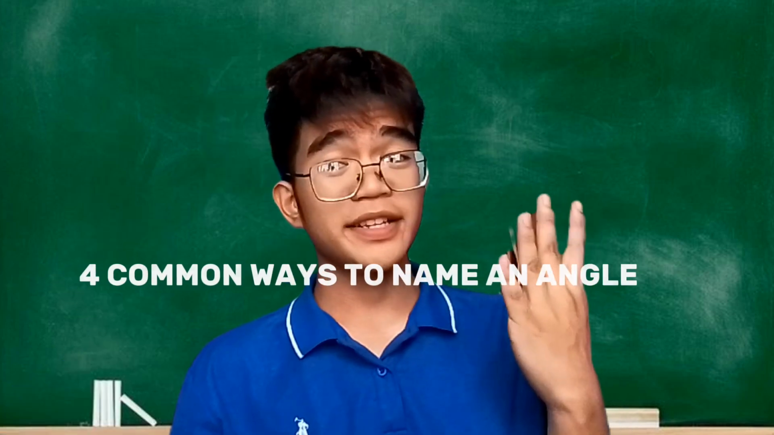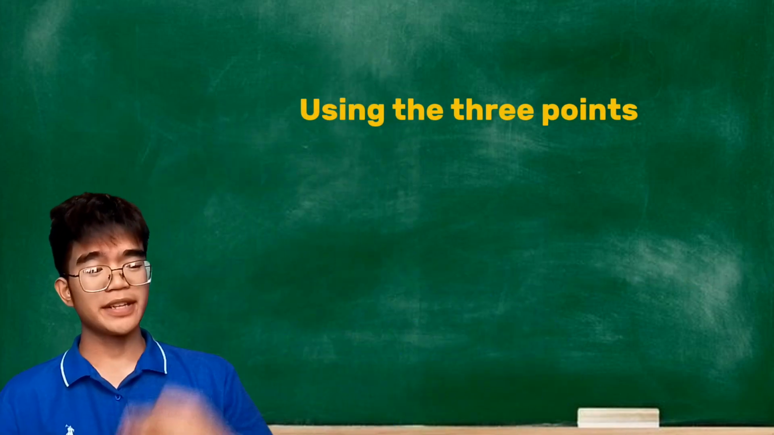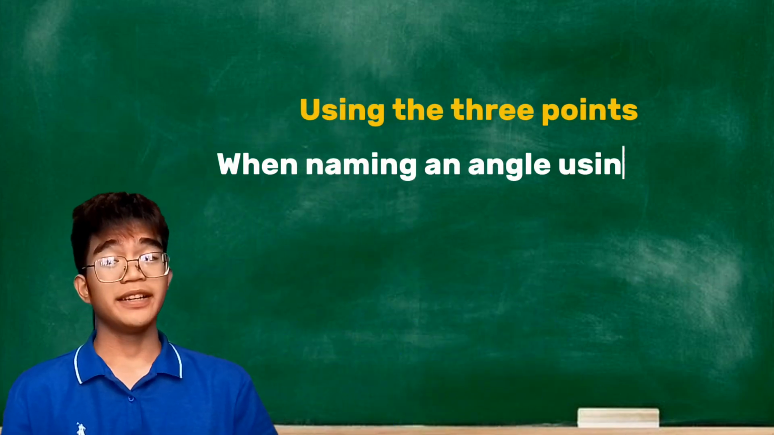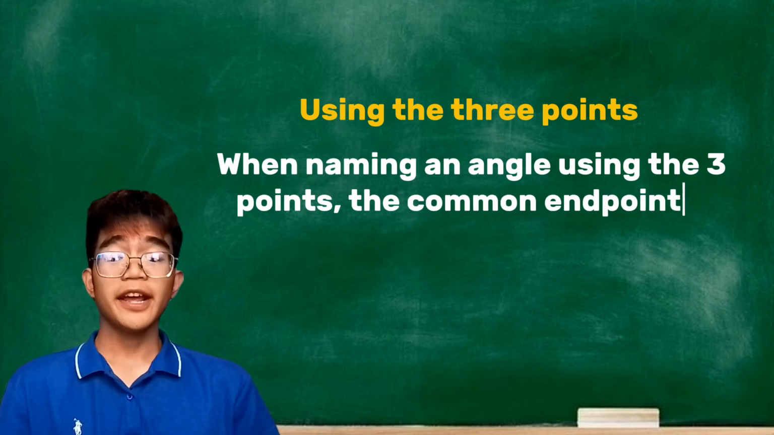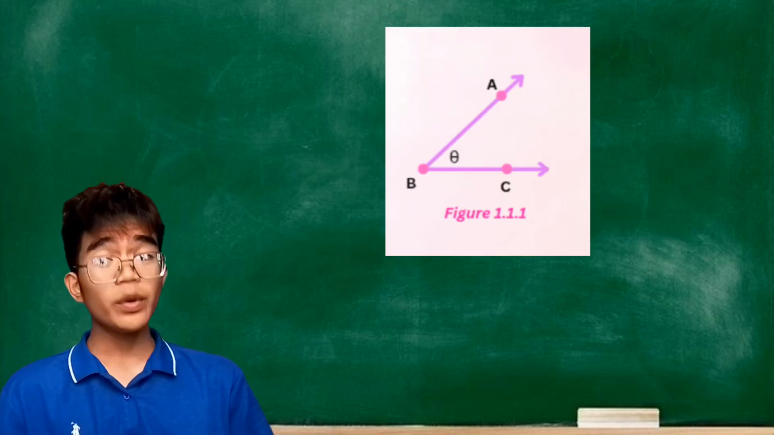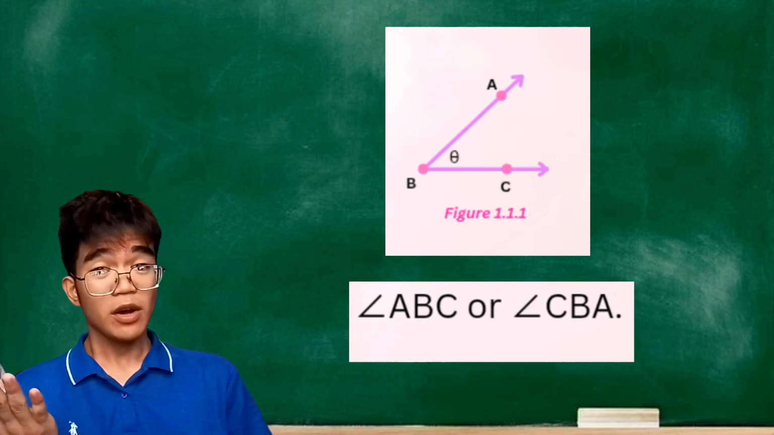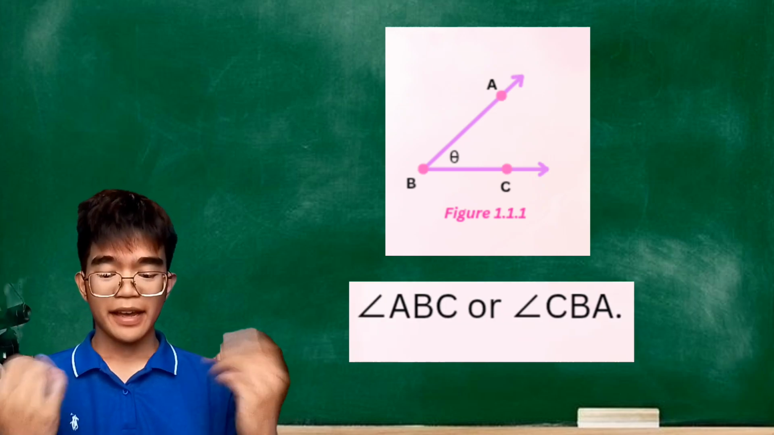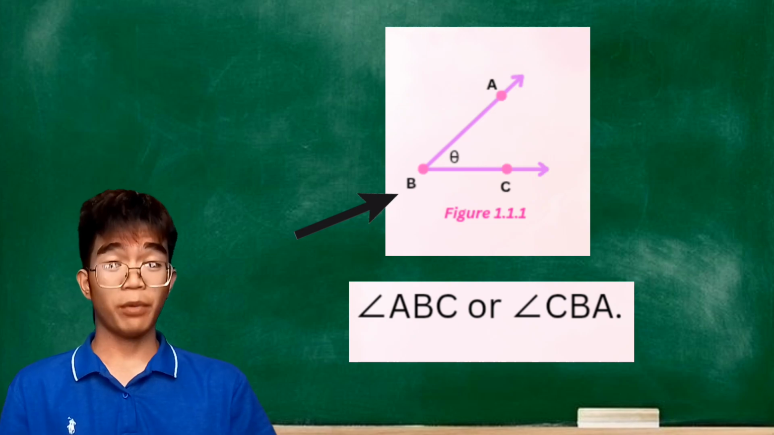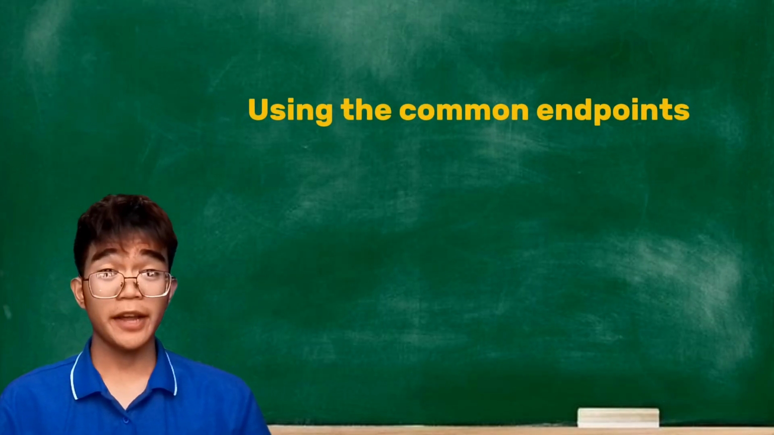There are four common ways to name an angle. Number 1, using the 3 points. When naming an angle using 3 points, the common endpoint is always named in the middle. So in figure 111, the angle can be named as angle ABC or angle CBA, since B is the common endpoint.